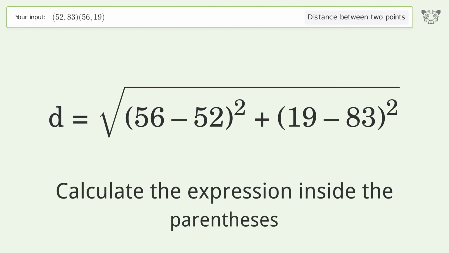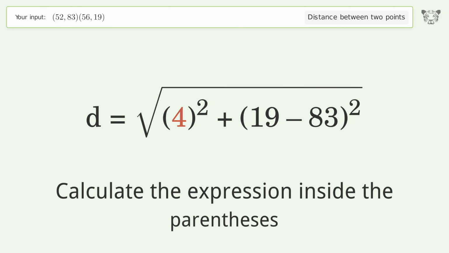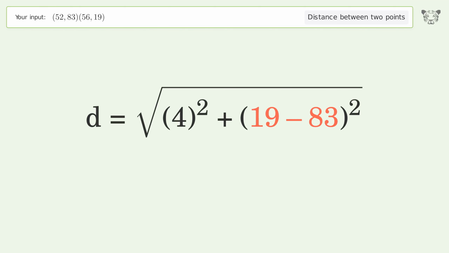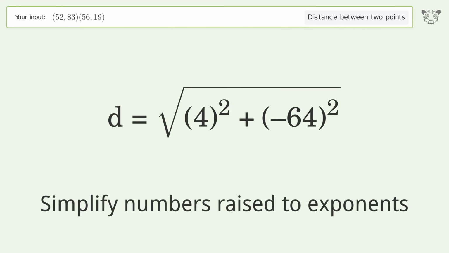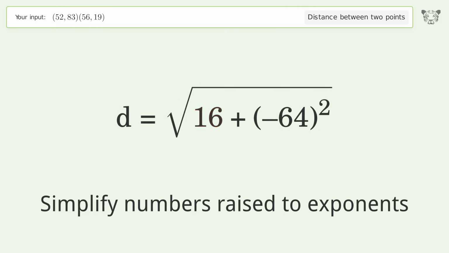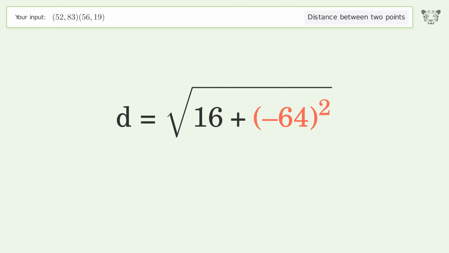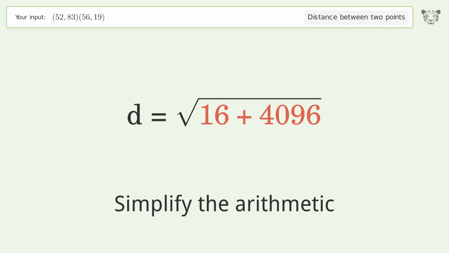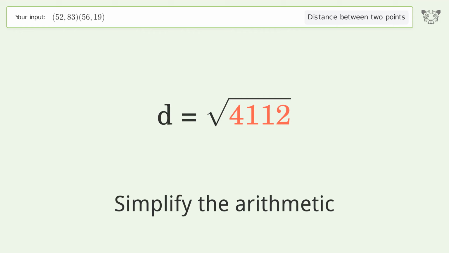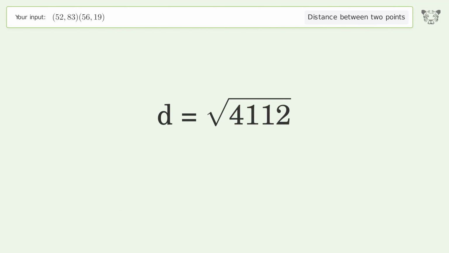Calculate the expression inside the parentheses. Simplify numbers raised to exponents. Simplify the arithmetic. And so the distance between the 2 points is the square root of 4,112 or 64.125.